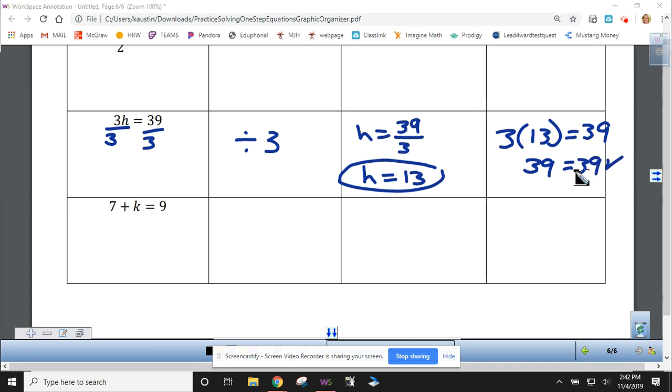Don't mistake this part as your solution. This is just going back and checking. This value of your variable is your solution.